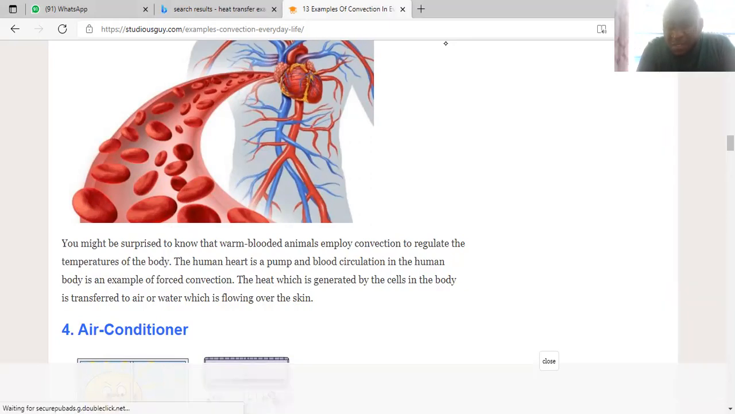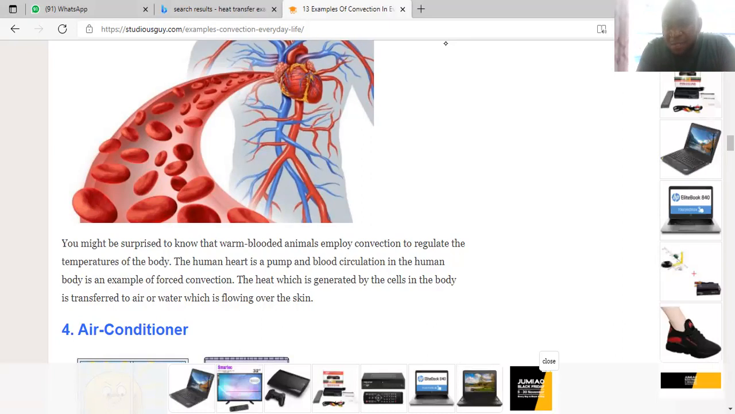Now, when we are feeling very hot, one can pour some water on their body in order to feel cool. They have told you here that the heat generated by the cells of the body is transferred to air or to water flowing over the skin. When you allow water to flow over your skin, the cells on your body transfer the heat to that water. That is why if you pour cold water on yourself, by the time it runs down, it is warm. So the water has gone away with some heat from the body, hence you feel cool.